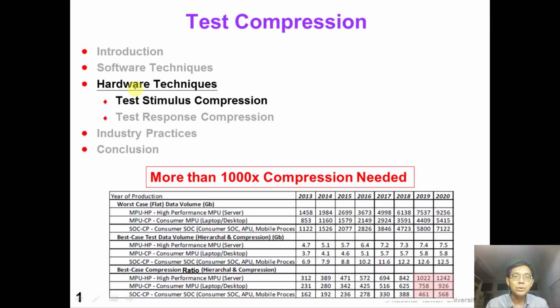Dear classmates, welcome back to the test compression chapter. In the previous video, we talked about software techniques. However, we need more than 1000 times of compression ratio in the future. Software techniques alone are not good enough to achieve such a high compression ratio. So, in this video, we are going to talk about hardware techniques. We will focus on test stimulus compression in this video. In the next video, we will then talk about test response compression techniques.